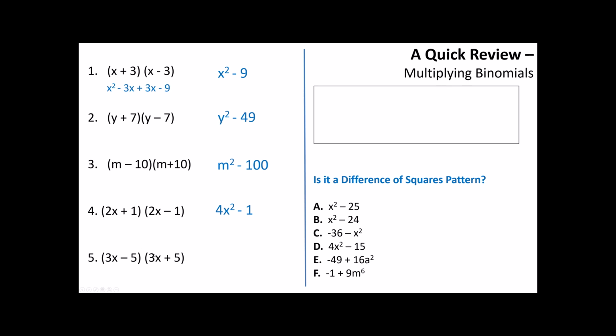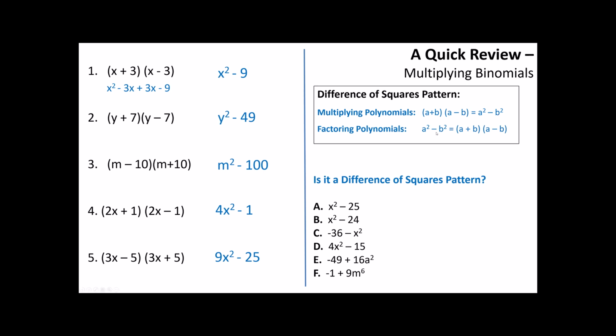3x times 3x is 9x squared. 5 times negative 5, or negative 5 times 5, gives me negative 25, and you end up here. Now, the reason I make mention of this is because we learned the difference of squares pattern. It says, if the numbers are the same but the signs are different, you're going to get a perfect square minus a perfect square.